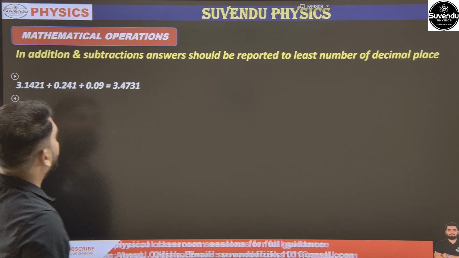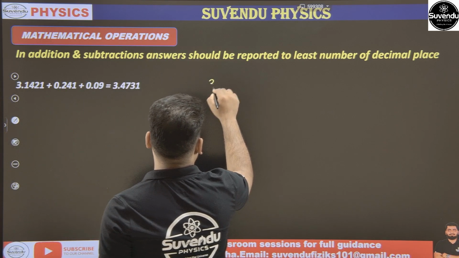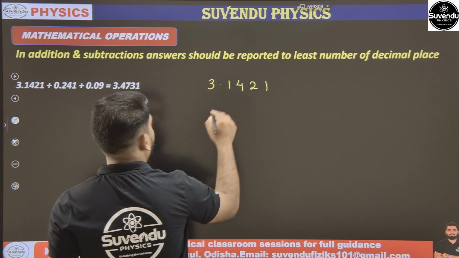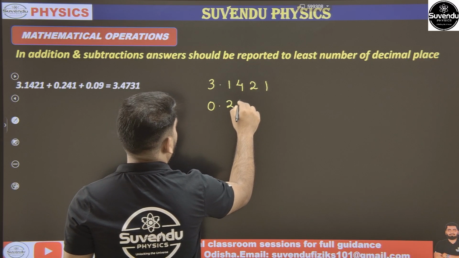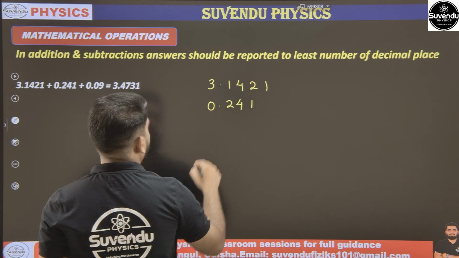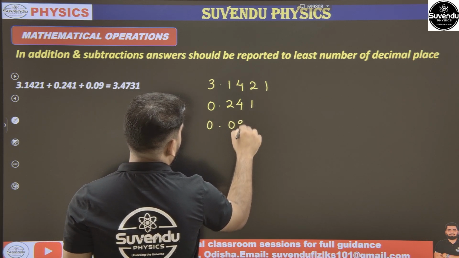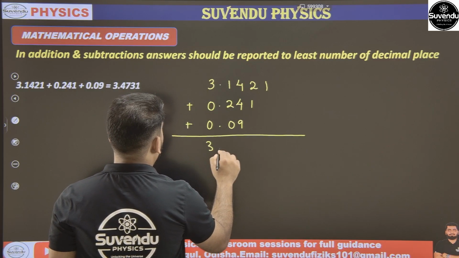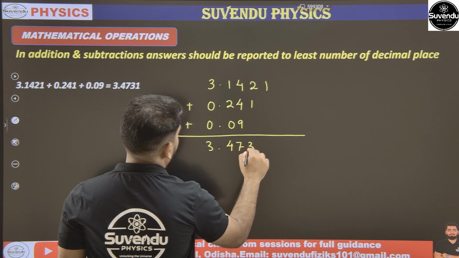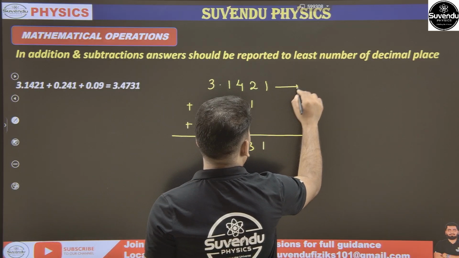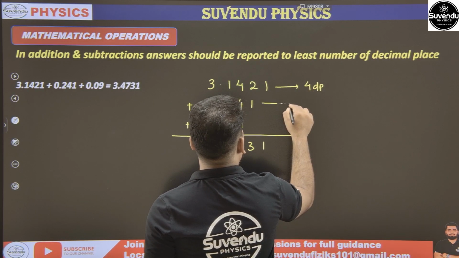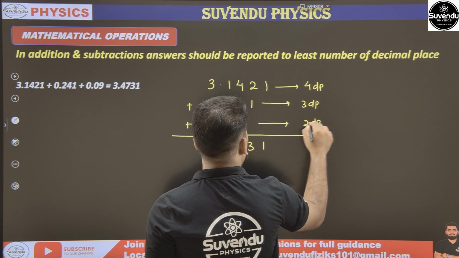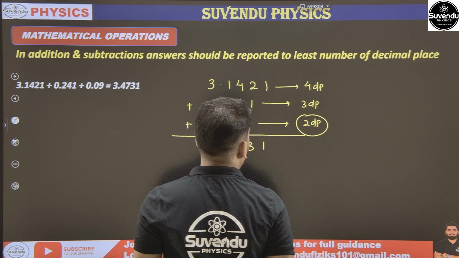और एक दो एडिशन दे रखा है इसी हिसाब से, 3.1421, then 0.241 and 0.09, ये तीनों को ऐड करना है हम. तो ऐड करने के बाद रिजल्ट क्या मिलेगा 3.4731. So 4 decimal places are available, then 3 decimal places are available, here 2 decimal places are available. So answer should be reported to 2 decimal places.